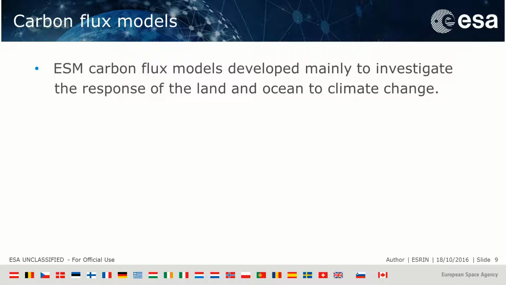Now, the Earth system model carbon flux models were developed mainly to investigate the response of the land and ocean to climate change, so what would happen in the very long term. They were intended to be predictive. Okay, so they want to predict out to 2100, that's typically what they did.